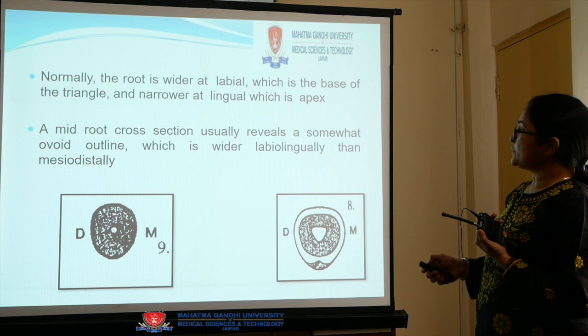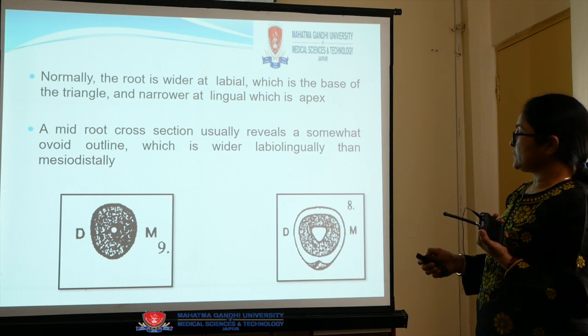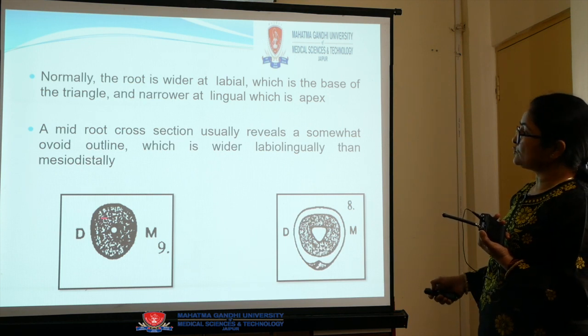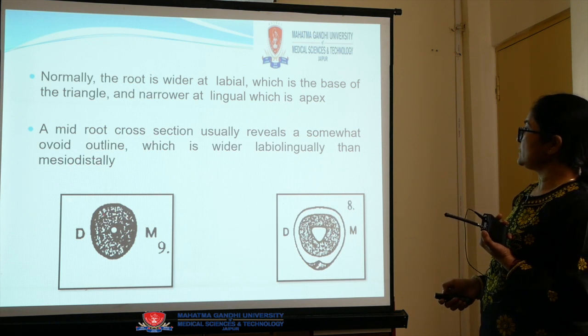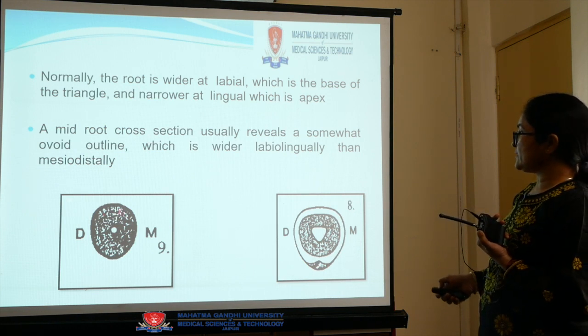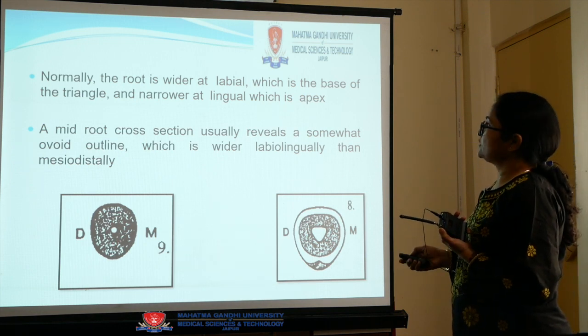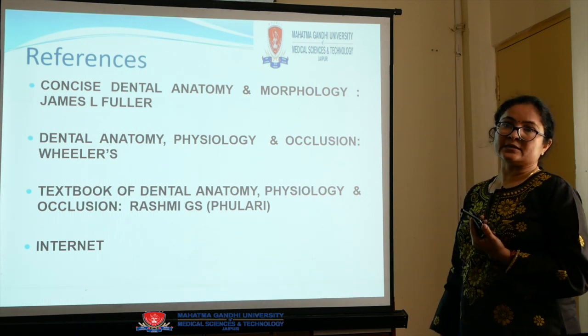But when we take a mid-root cross section, instead of a triangular shape it is somewhat ovoid in shape. Here you can see the mid-root section. It is not triangular. It is comparatively ovoid in shape, and it is wider in the labiolingual direction than in the mesiodistal direction. So this is all about the permanent mandibular central incisor. Thank you.